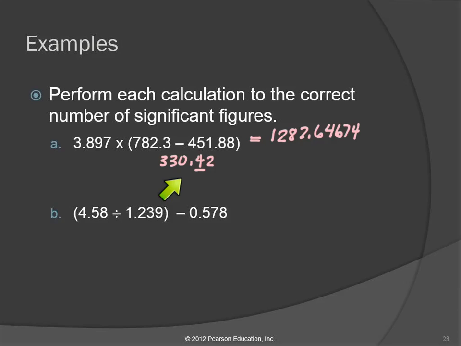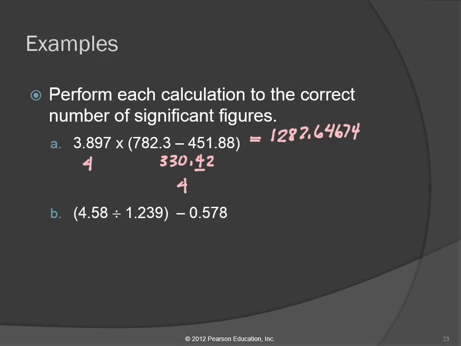Then when I take this number and multiply it by this number, I'm going to apply the multiplication rules to figure out how many significant figures. How many sig figs does 330.4 have? It has 4 sig figs. We're carrying the 2 around because we don't want to have rounding errors, but it's not a significant figure. And how many sig figs does 3.87 have? Also has 4.